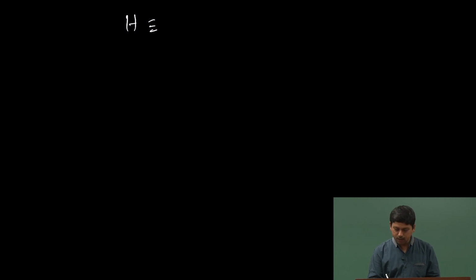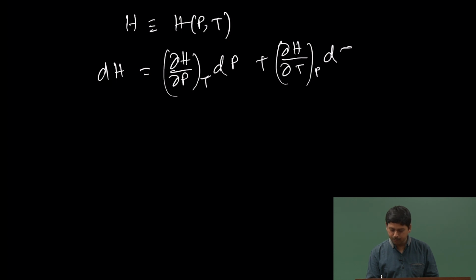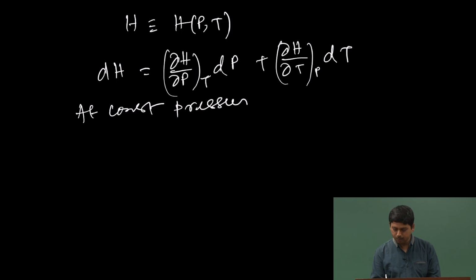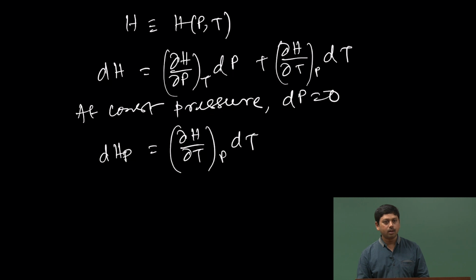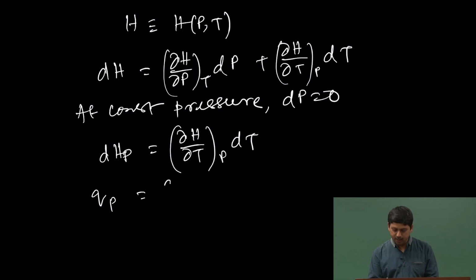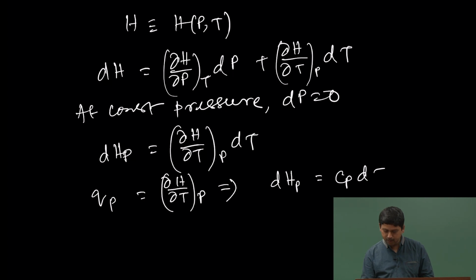So, H has natural variables of P and T. Therefore, we can write dH as del H by del P at constant T dP plus del H by del T at constant P dT. Now, at a constant pressure, dP equals 0, and therefore, dH at constant P is nothing but del H by del T at constant P dT. Now, we know that the specific heat Cp is del H by del T at constant P, right. So, therefore, we can write that dH at constant P is Cp dT.